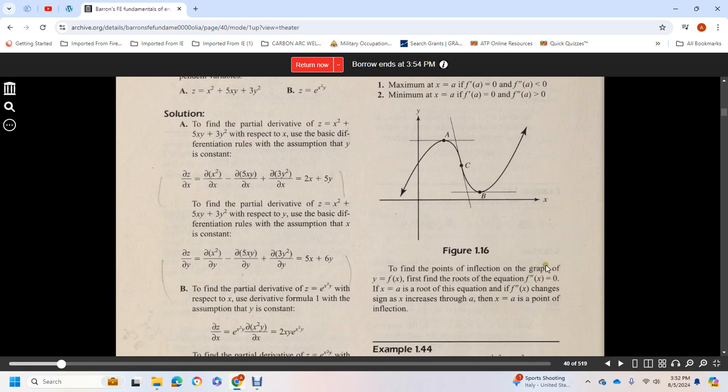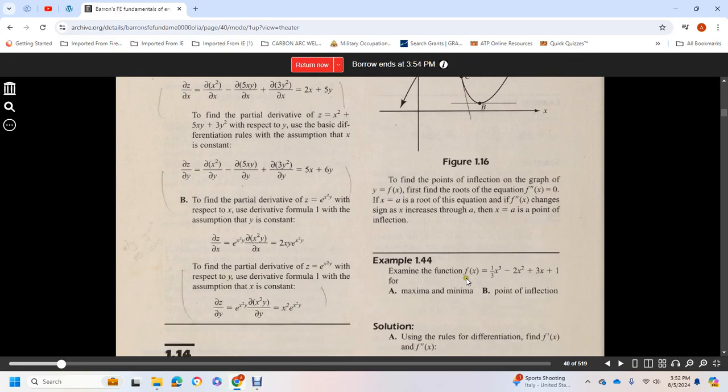To find points of inflection of the graph of y equals f(x), find the roots of the equation f''(x) equal to 0. If x equals a is a root of the equation f''(x) equal to 0 and f''(x) changes sign as x increases through a, then x equals a is a point of inflection.